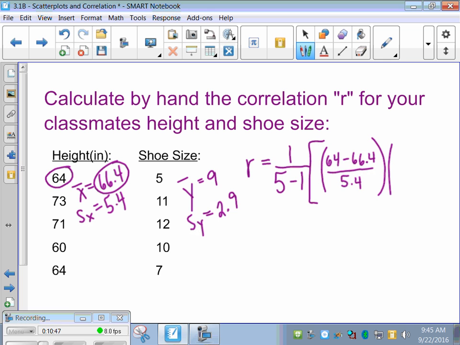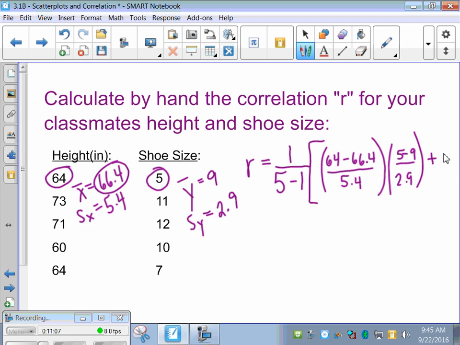And it multiplies times the corresponding y value. So 64 goes with the shoe size of 5. Miniature feet right there. 5 minus 9 divided by 2.9. Yeah, who's got shoe size 5?